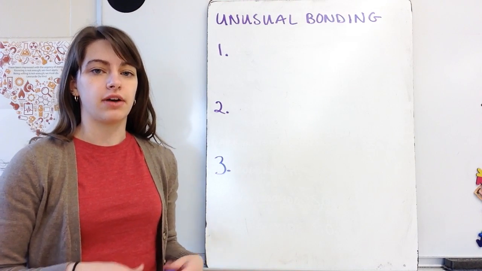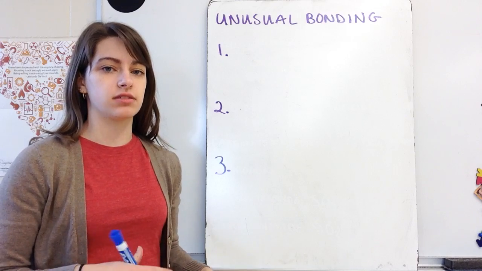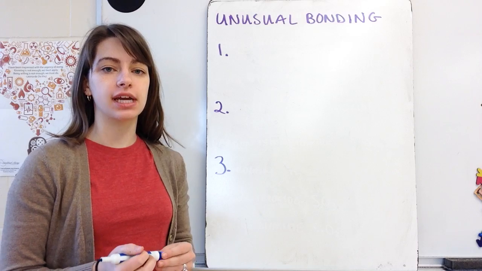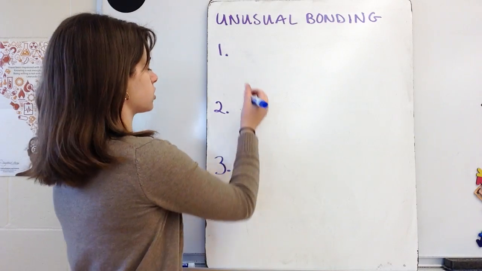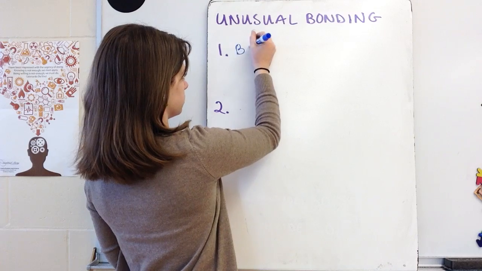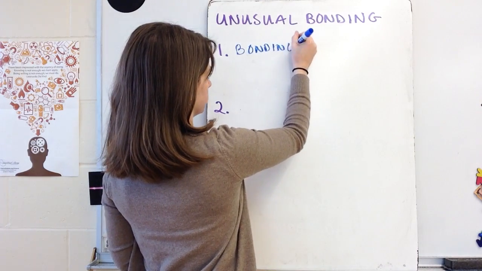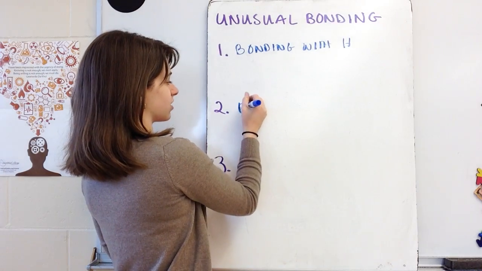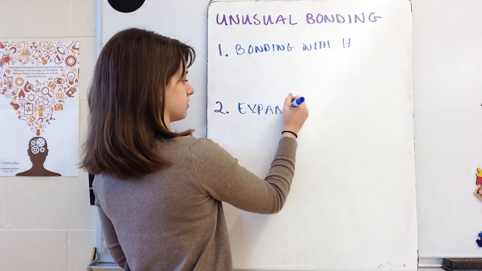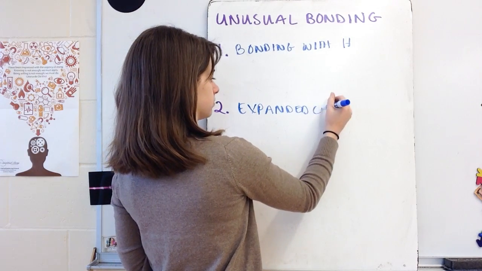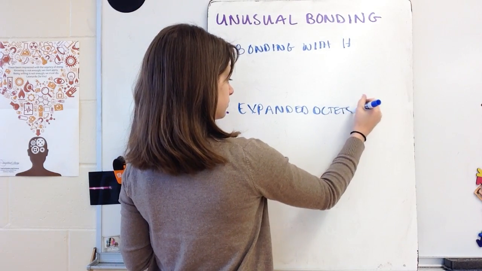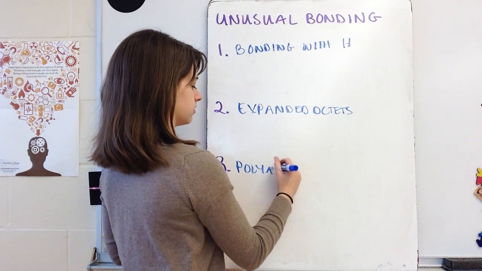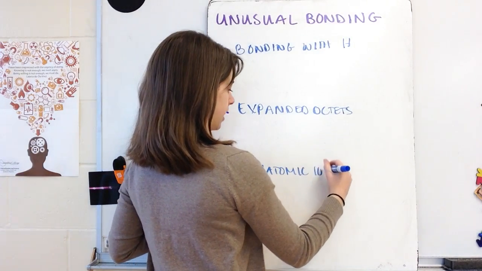So now that we've learned about ionic and covalent bonding, let's talk about some unusual bonding patterns that we see. We're going to talk about 3 unusual bonding cases here. So we're going to talk about bonding with hydrogen, we're going to talk about something that's called expanded octets, and then finally we're going to look at something called polyatomic ionic bonding.